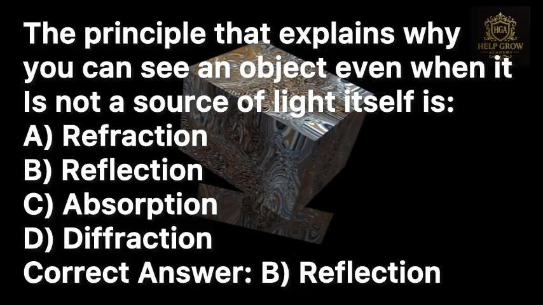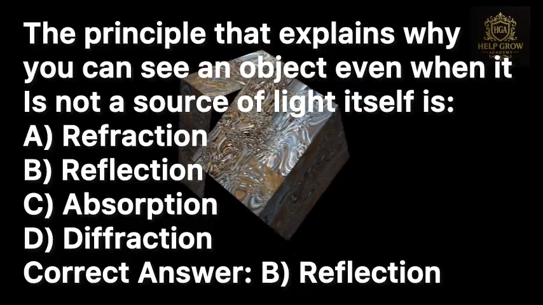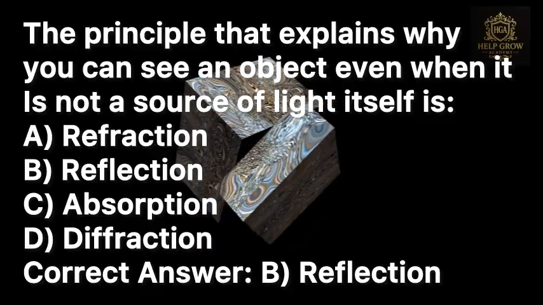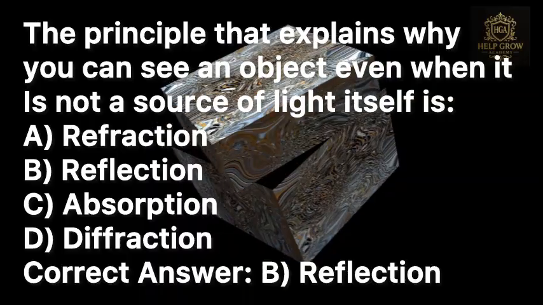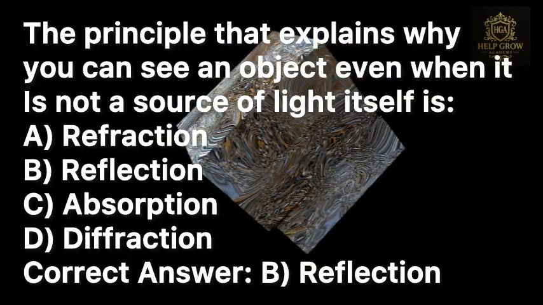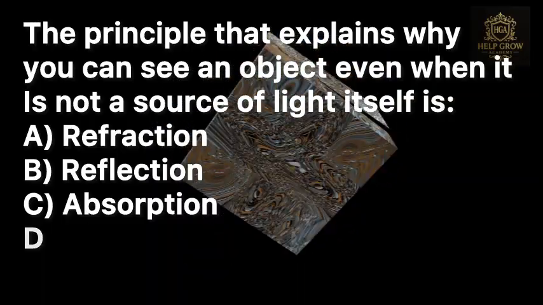Reflection. We see non-luminous objects because light from a source like the sun or a light bulb reflects off their surface and enters our eyes. This is the principle of reflection.